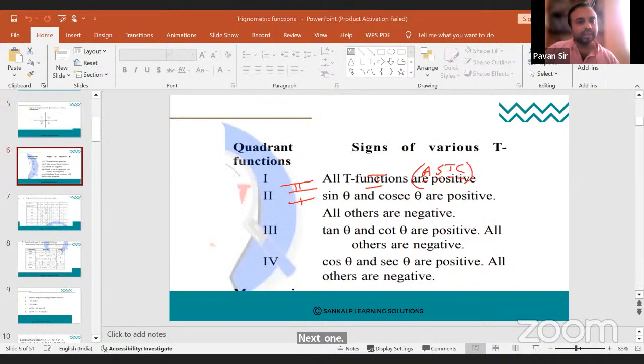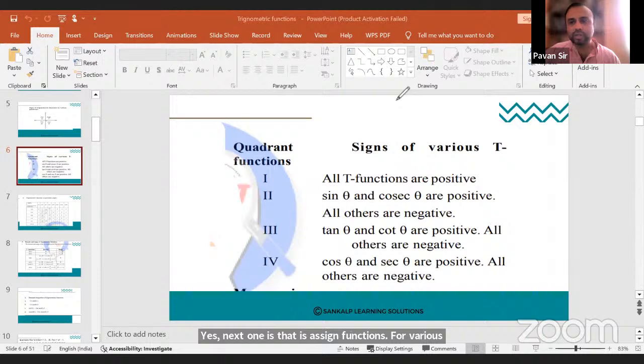Next one is the signs of the functions for various t ratios. For the various t ratios, what are the signs? Now, the first one is again a repetition of the previous diagram. In the first quadrant, all t functions are positive. Next, sine is positive and cosec is positive. Why? Because the inverse of sine is cosec, so cosec is also positive.